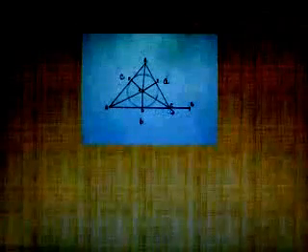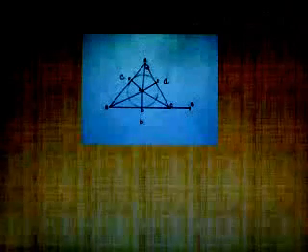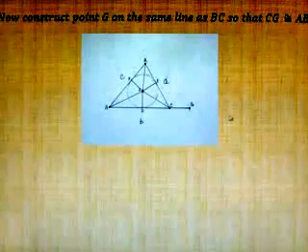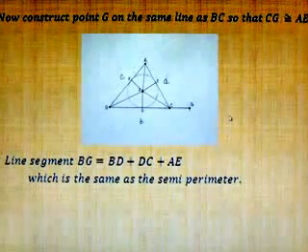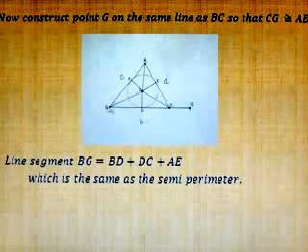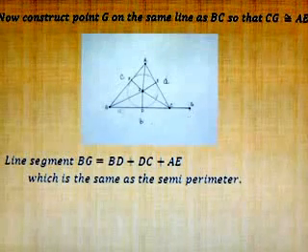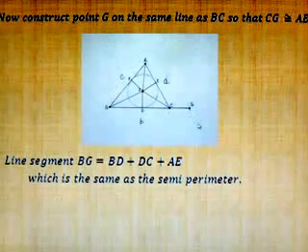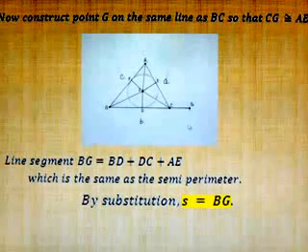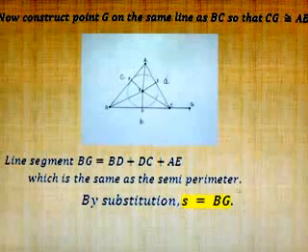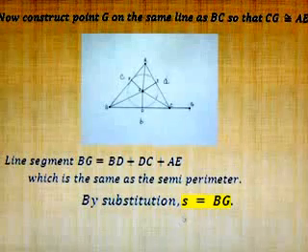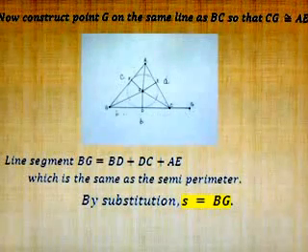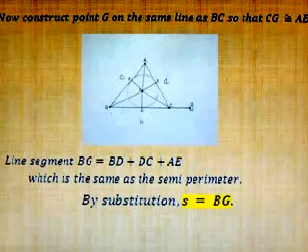So we can say that CG is congruent to AE, because that's what I did in the construction. It was just by construction. And if we add BG together, we would get the semi-perimeter, because it's just half of the triangle. So by substitution, and this is going to be important at the end, remember that the semi-perimeter is just BG, so we could either call this BG or we could just call it S.